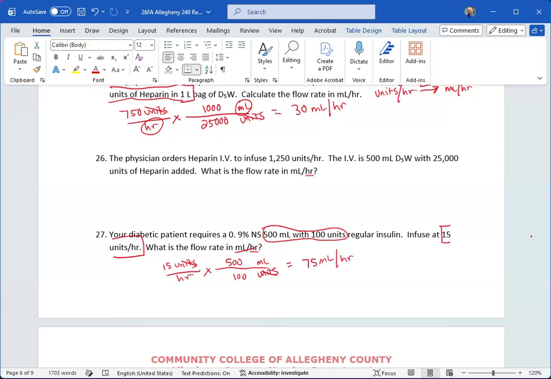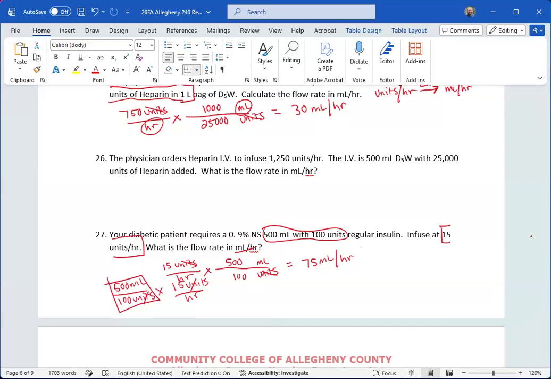I've also had students tell me that they were taught to start with the end in mind. So if you instinctively want to do 500 milliliters over the 100 units, then the 15 units per hour, we're doing the same thing. We're writing it opposite. So it still gets you to the same place. So it gets you to the 75 mil per hour. It doesn't matter what you do there. What's important is that you keep these two things together.